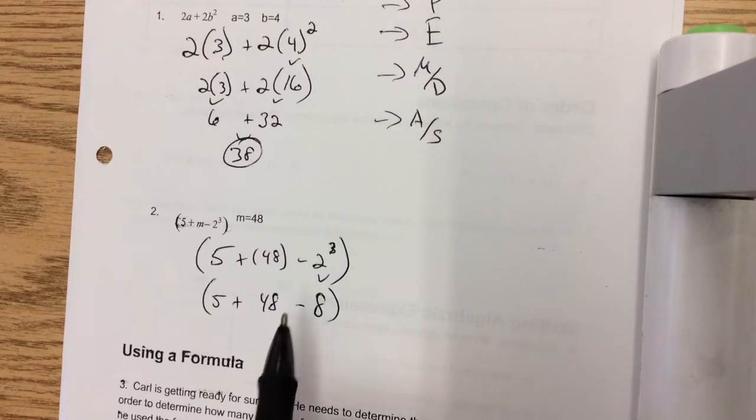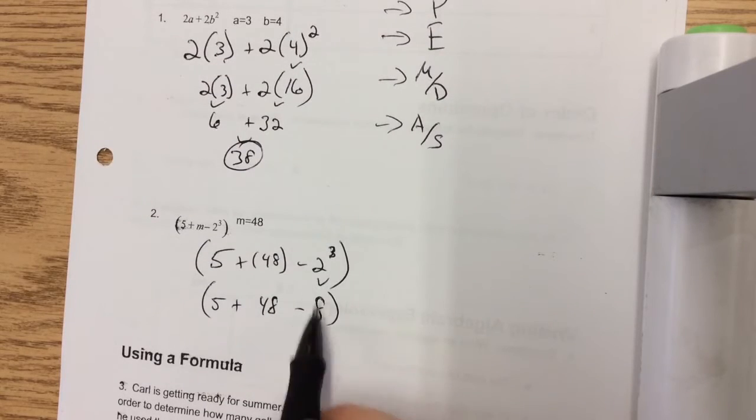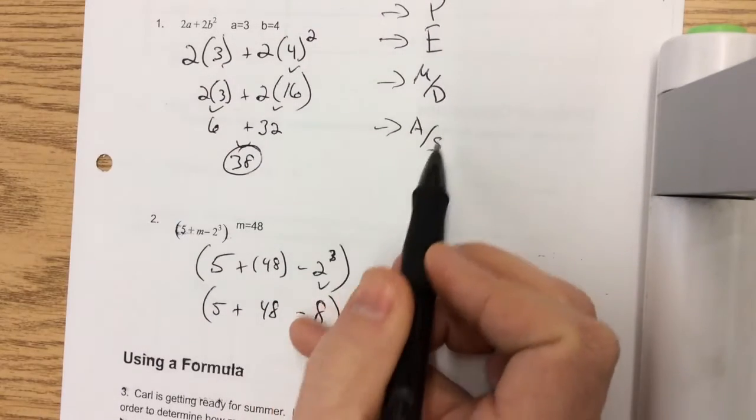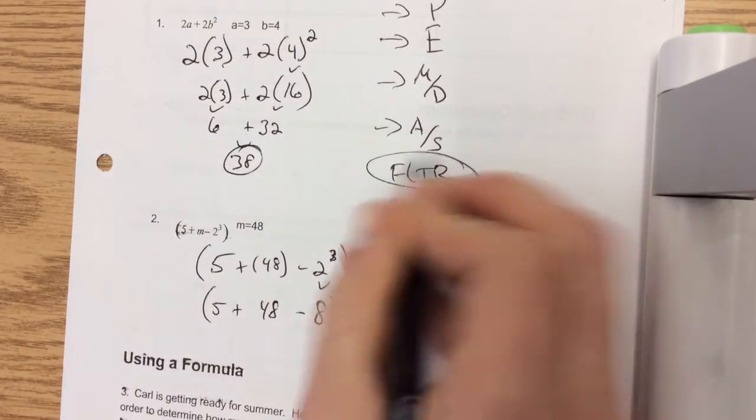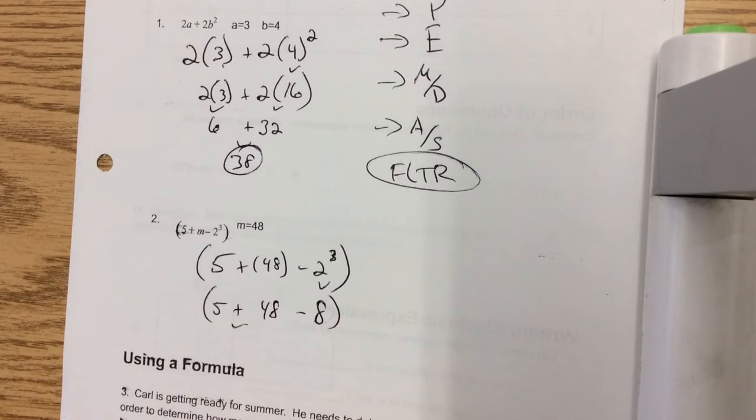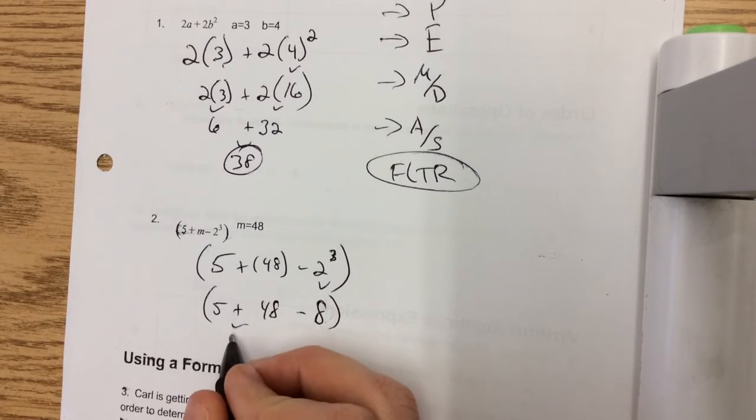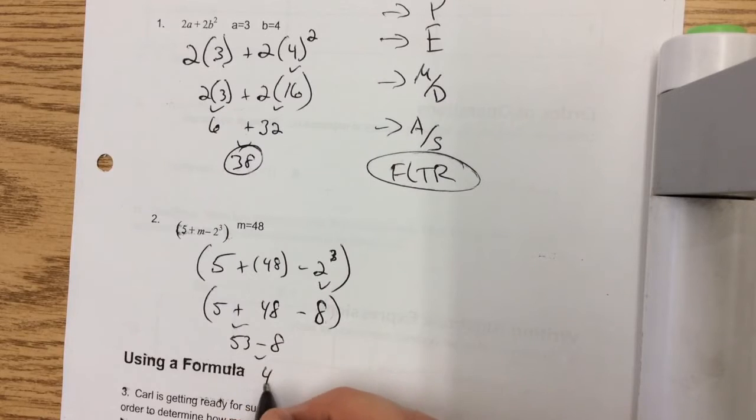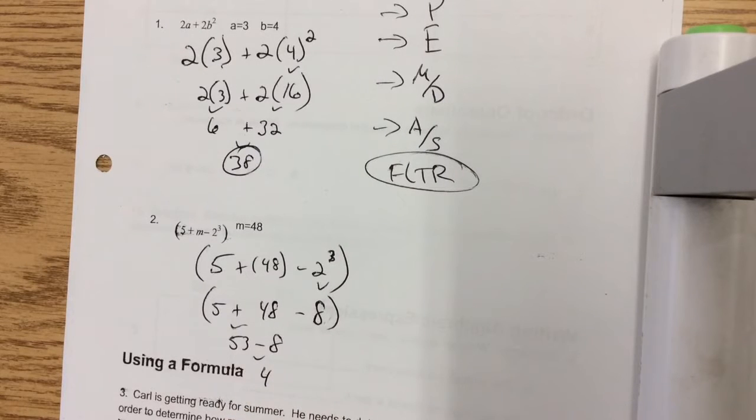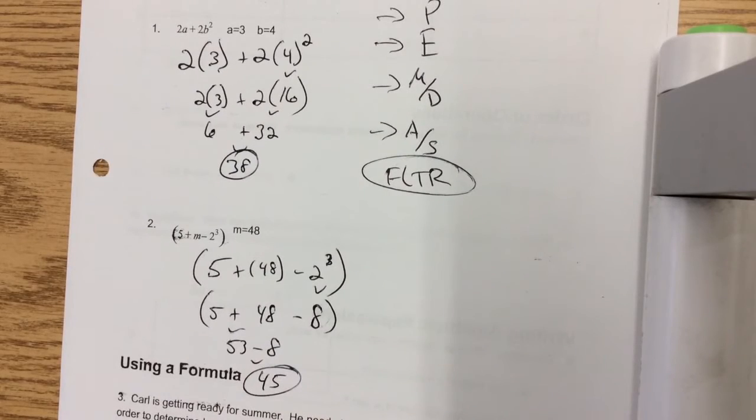Now a lot of you would see 48 minus 8 and quickly try to solve that first. However, with order of operations, we want to add or subtract either from left to right. So we work here first. 5 and 48 is 53. And then 53 minus 8 is 45. The answer should be 45.